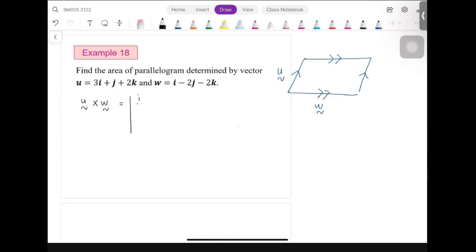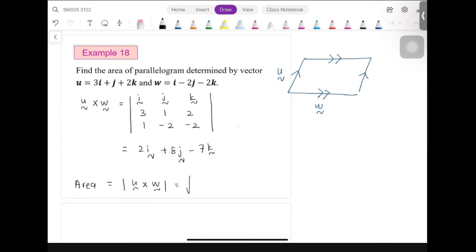Remember our step: i, j, k, and then we would have 3, 1, 2, 1, negative 2, negative 2. Next, you just find the cross product between these two. Your answer should be 2i plus 8j minus 7k. Then the next part, to find the area, is basically the magnitude of U cross W. So now we would have √(4 plus 64 plus 49). Simplify this out, and we would get 3√13 unit squared as our area.